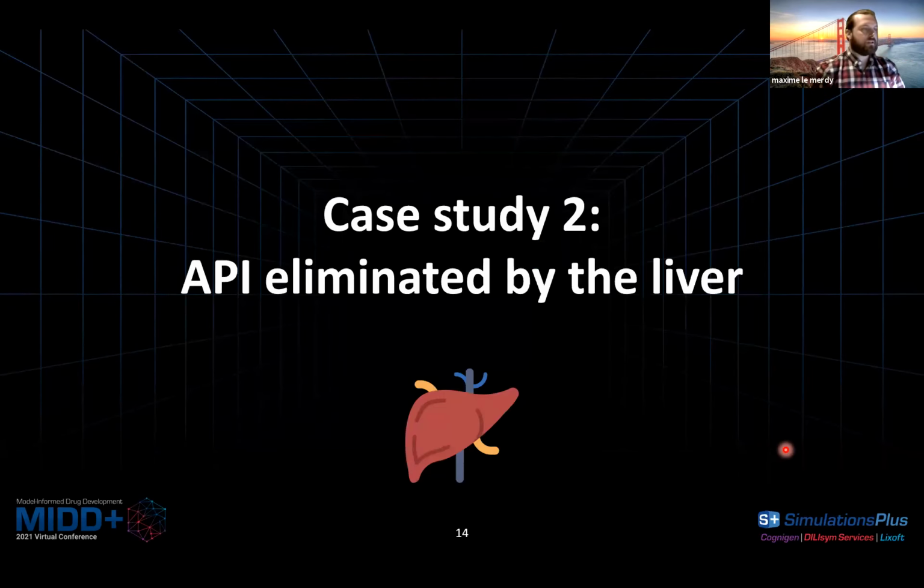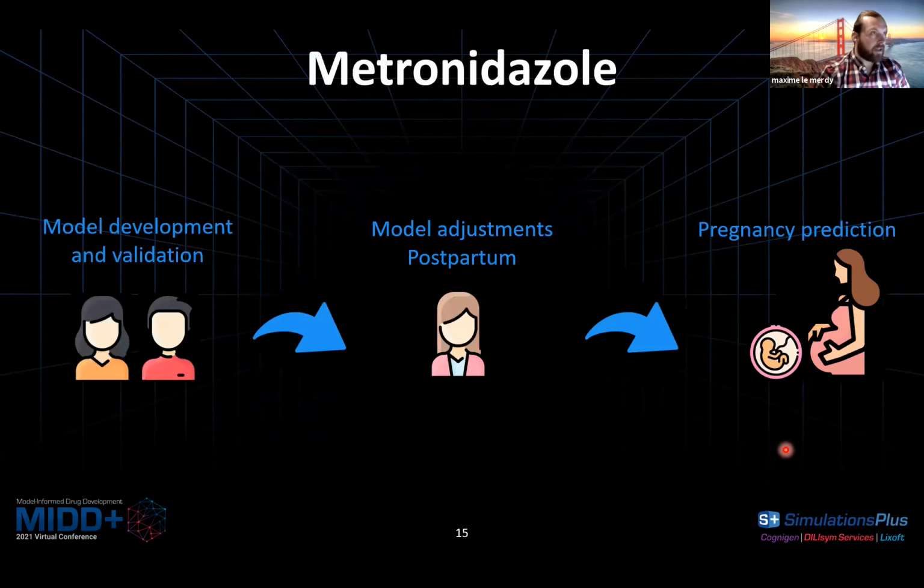In the second case study, I will be talking about an API that is purely eliminated by the liver, and that API is metronidazole. We followed exactly the same strategy, going from healthy subject, postpartum subject, and then the pregnancy prediction.